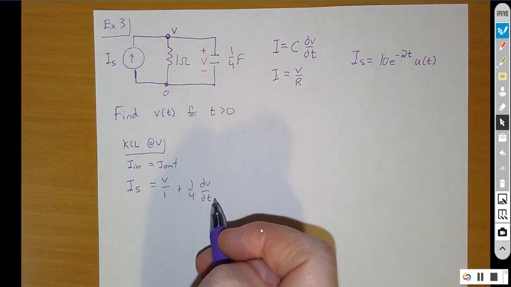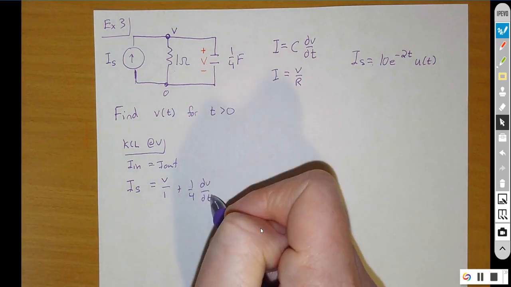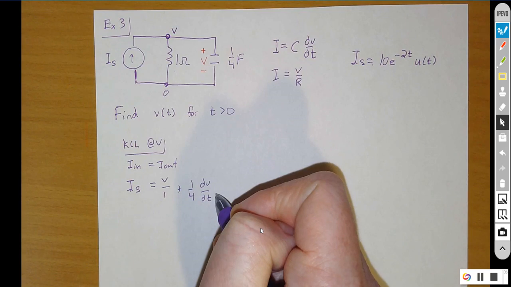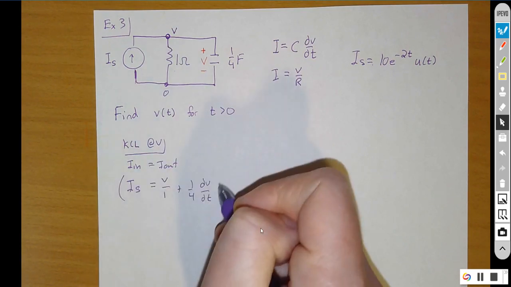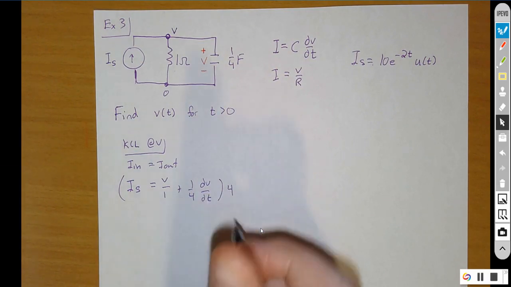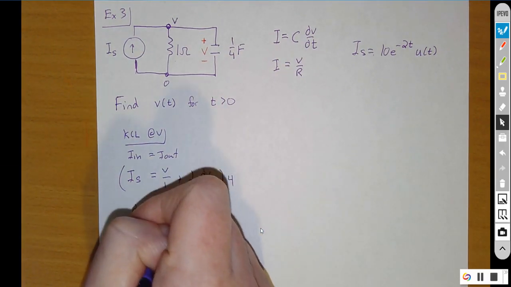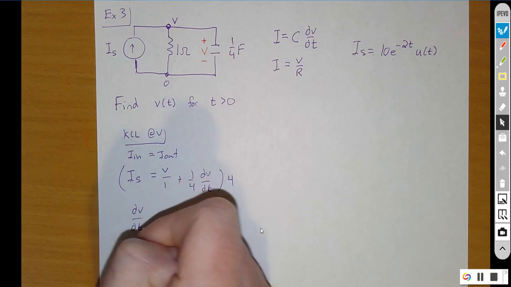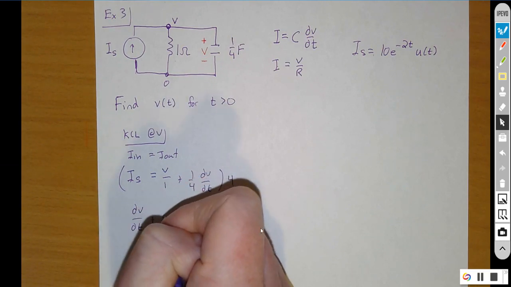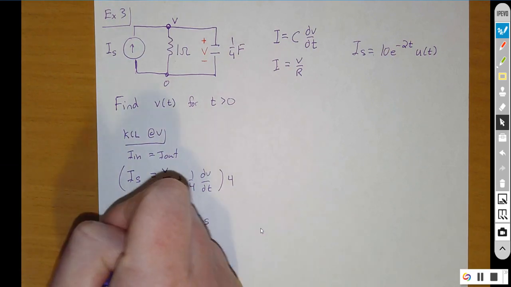Okay, and then we want this in standard form, which means we want to get a coefficient of 1 in front of our highest order derivative. So that's this one. So we want to get rid of that quarter. So we want to multiply by 4. And I'm going to do a rearranging while I do this as well. So we're going to get dV/dt plus 4V equal to IS. So this is our standard form.